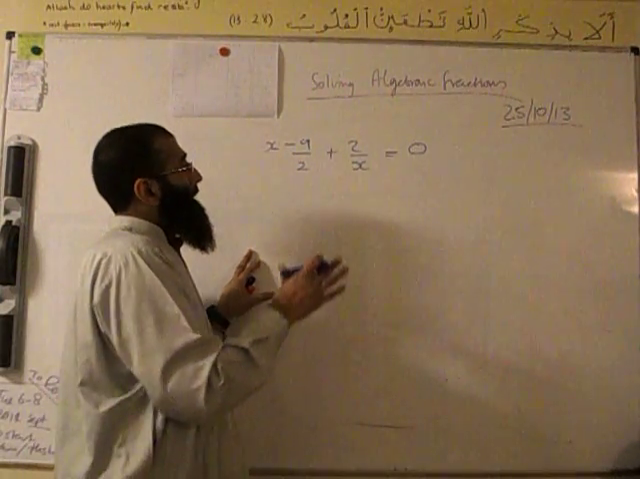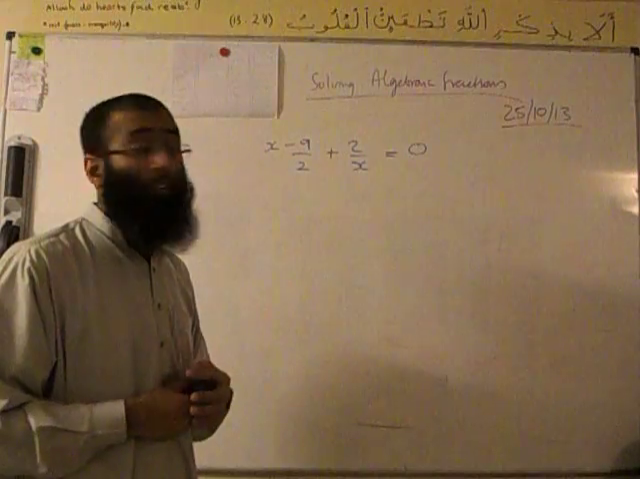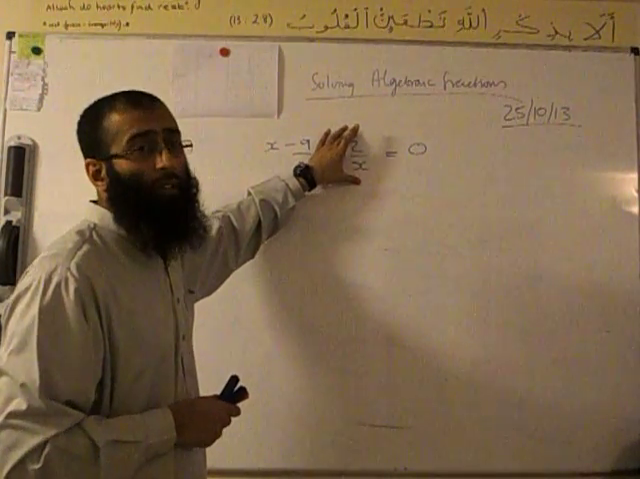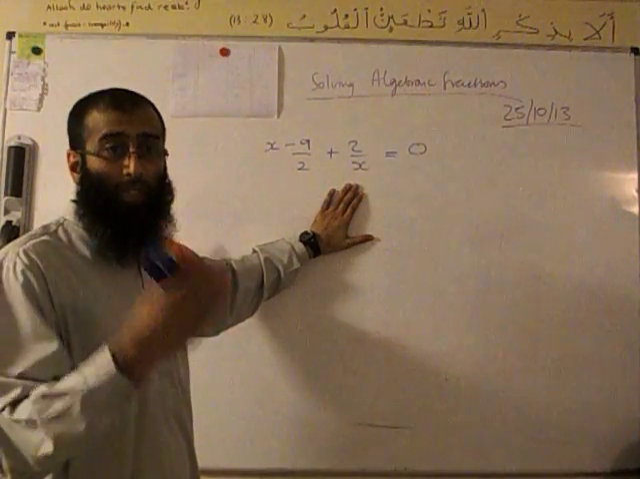Now, again, we're looking at this equation and we're trying to identify certain characteristics. x minus 9 over 2 plus 2 over x. The x is back at the bottom. It shouldn't be at the bottom. We need to get it to the top. That will come out in the wash.